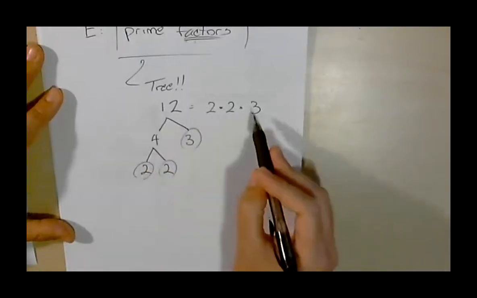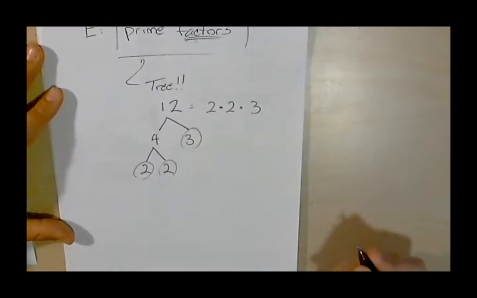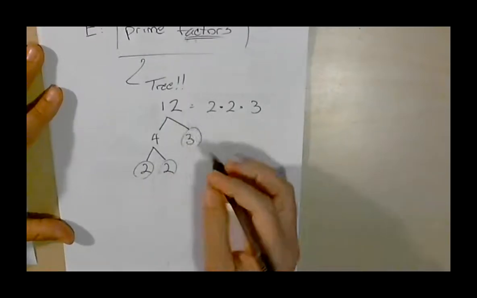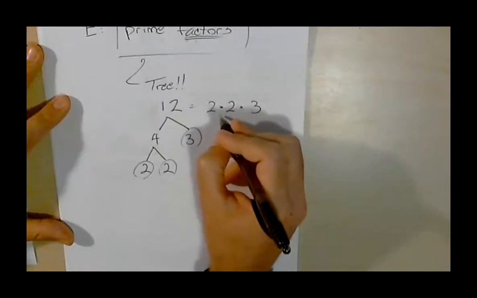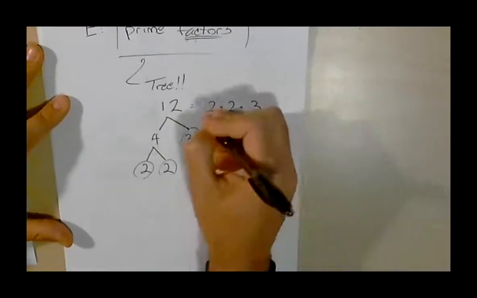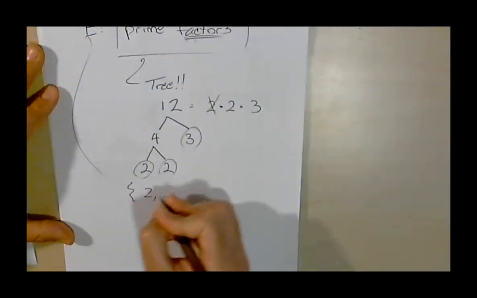So 12 is 2 times 2 times 3, but we want the distinct prime factors of set E. The distinct prime factors of set E are just the 2 and the 3, because the second 2 is not distinct. So the distinct prime factors that make up set E are going to be the 2 and the 3.